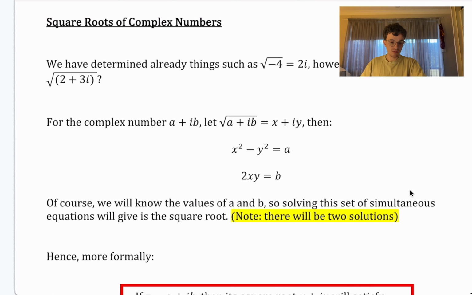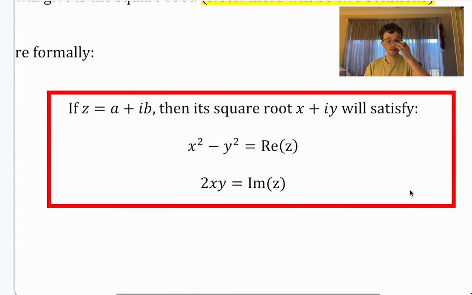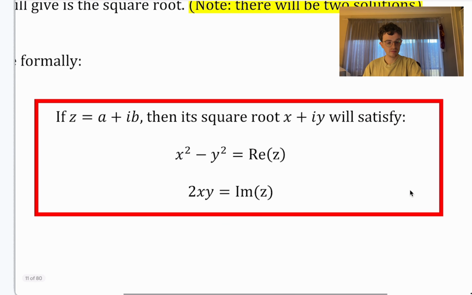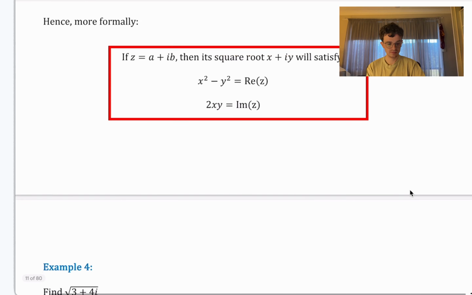Now, we've already determined things earlier, like the square root of minus 4 is 2i. But what if we wanted to know things like the square root of i or the square root of 2 plus 3i? What we're going to do is utilize this formula here in this box. If z is a plus ib, then the square root x plus iy will satisfy this equation. x squared minus y squared is the real component of our question, and 2xy is the imaginary component of that question. And in class, I'm going to go through a proof of that.